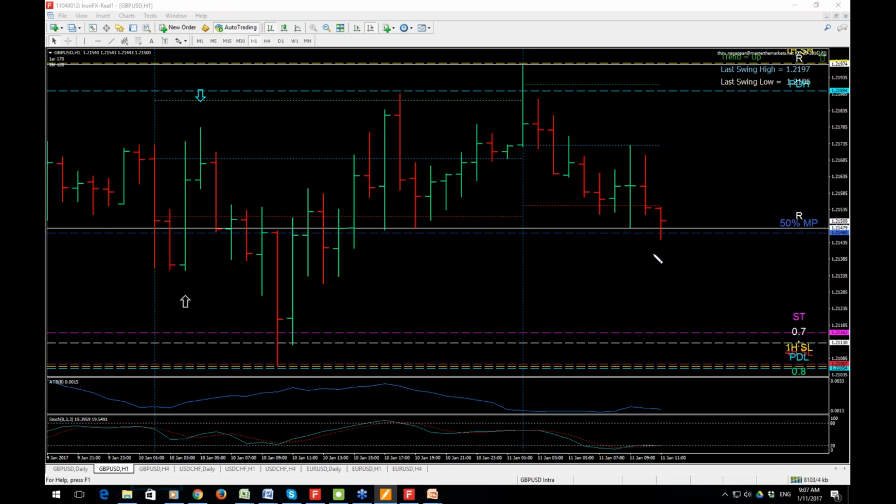Now, over here at the moment, we do not have a trigger yet, but we'll see if the price action resets itself to give us a new trigger point. So that's what we're looking at, but currently, right now, we do not have one.